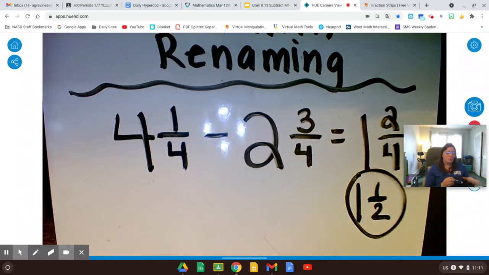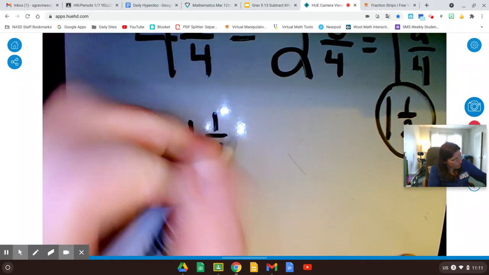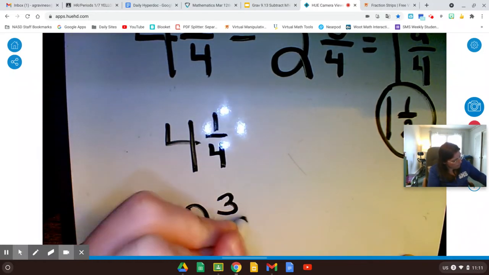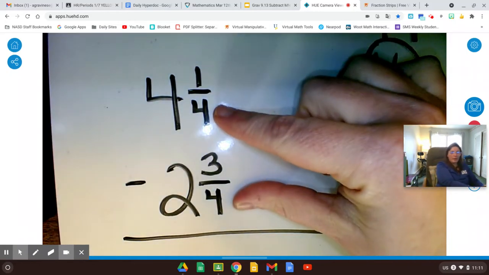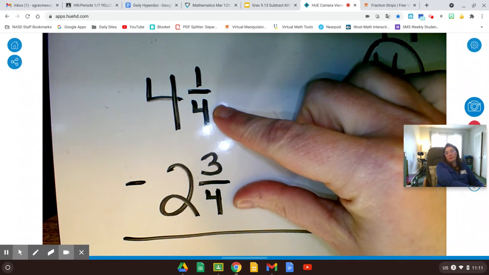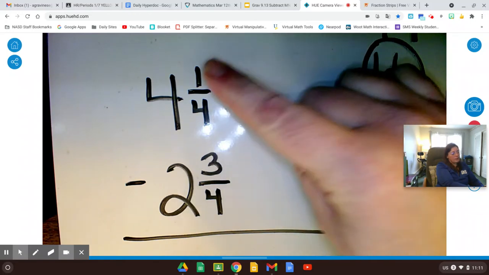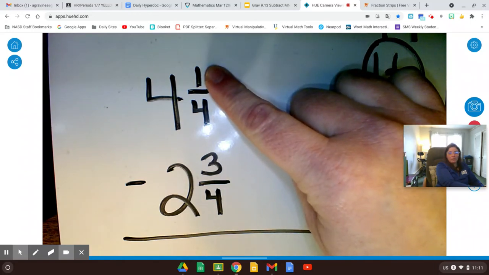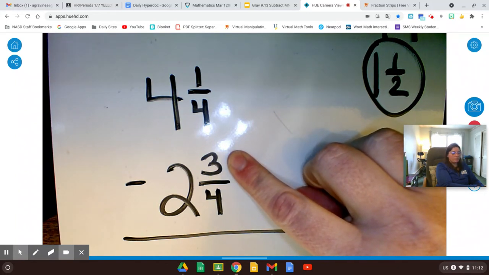So let's see how we do this without the fraction tiles. I'm going to start by lining up my problem vertically. I notice I already have a common denominator. That makes things a lot easier. It gets even more complicated when we have to find the common denominator. But then I notice if I do 1/4 minus 3/4, I have to borrow. Okay, so let's do that borrowing.